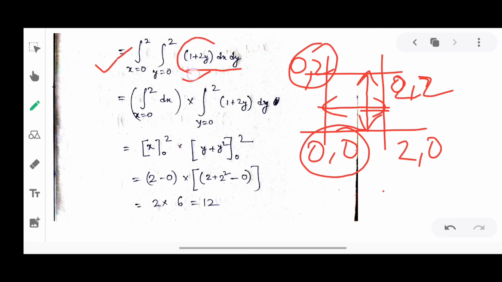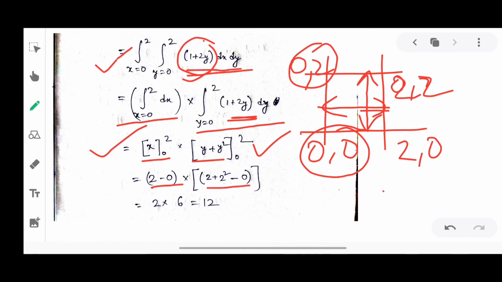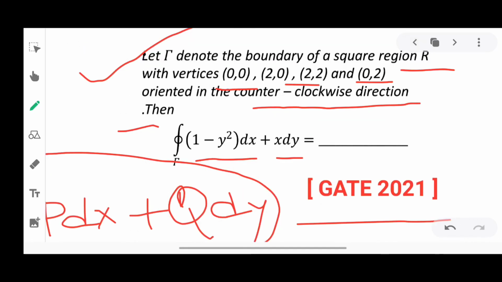Since this integral is separable, we can write it as the product of the integrals in dx and dy. So this is the integral from 0 to 2 of dx, which means x from 0 to 2, and the integral of (1 plus 2y) dy is y plus y square, from 0 to 2. This is equal to 2 times (2 plus 2 square, that is 6), that is 2 into 6 equal to 12. So 12 is the correct answer. This came in GATE 2021, a numerical type answer question, and the answer is 12.